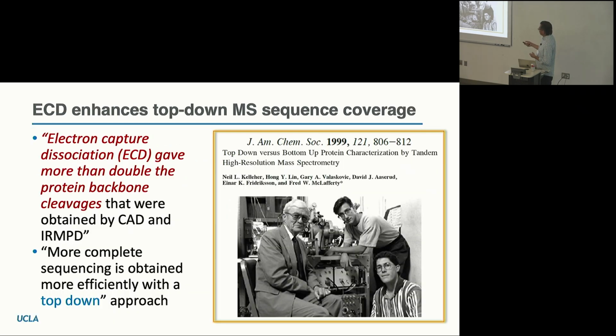And then later, as Josh also described, he came up with this other fragmentation method called electron capture dissociation, or ECD. If you couple that with top-down mass spectrometry, now you get a lot of sequence coverage. You get a lot of sequence information, because ECD combined with collisional processes is pretty much a very complete method for getting sequence coverage, PTM coverage, et cetera, for proteins.